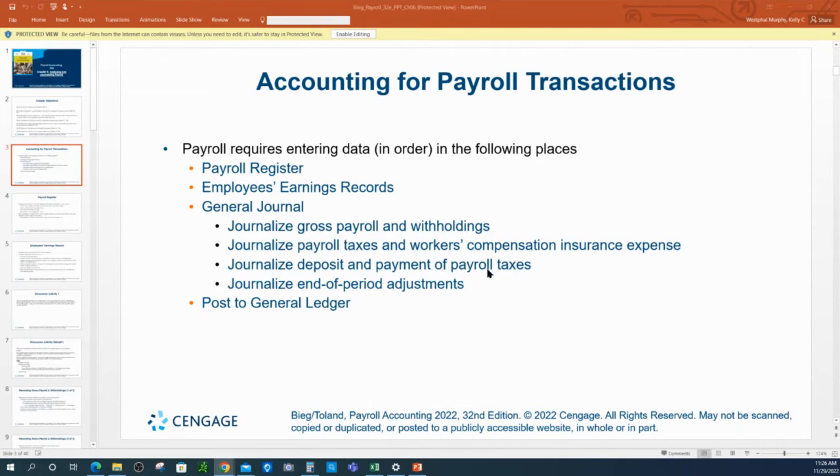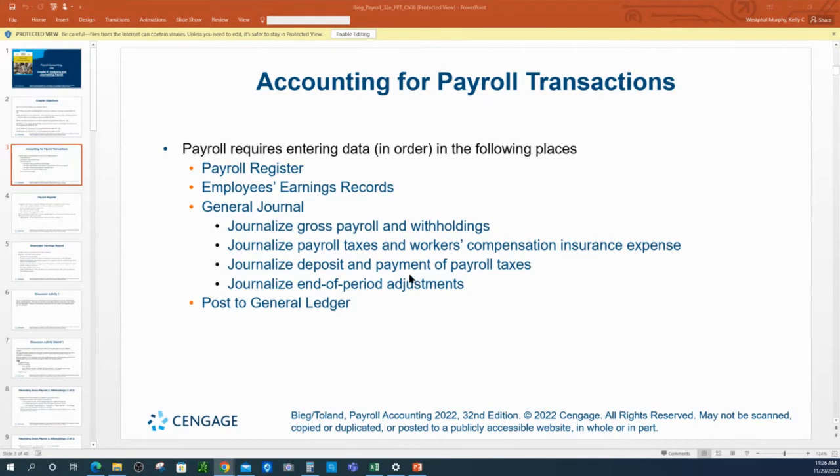Second grouping, deposit and payment of payroll taxes. And then the third, at the end of the period, we have to make some adjustments to make sure that all of our expenses are accrued in the correct period. Then at the end of the period, we're going to post all of those entries.